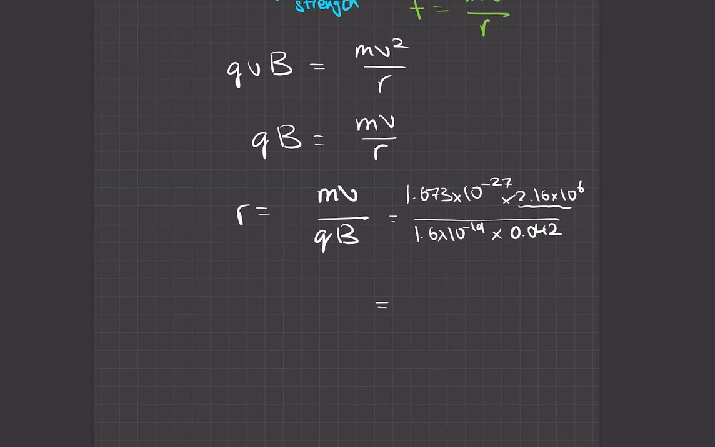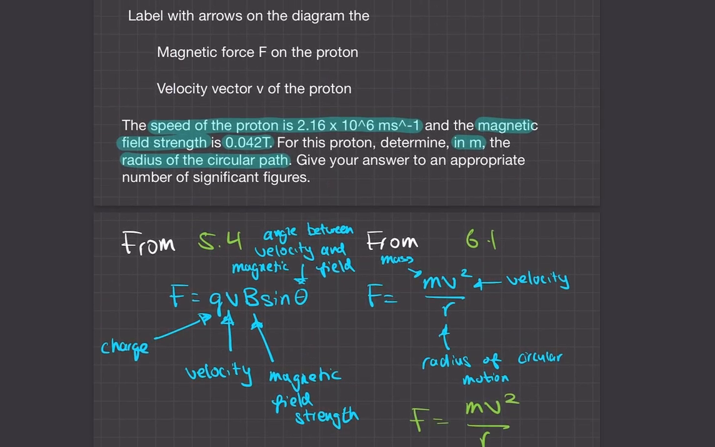This is 0.538 meters, and what was it? Appropriate significant figures. So we can't be more accurate than our answers. So 2.16, the speed is given with 3 significant figures, right? 2.16, but the field strength is only given as 0.042. Remember, the 0 doesn't count as a significant figure.